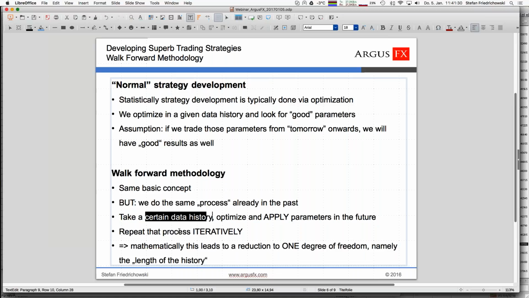Before illustrating that kind of process, let me state that mathematically this means we have a reduction to 1 degree of freedom. Originally, within my strategy here, we have had 4 degrees of freedom, and then finally we have only 1. Why only 1? Because there's still 1 open degree of freedom, and that is the length of the history. I mentioned, hey, I optimize within 2 years. Maybe I optimize within 3 years. So 1 degree of freedom is left.